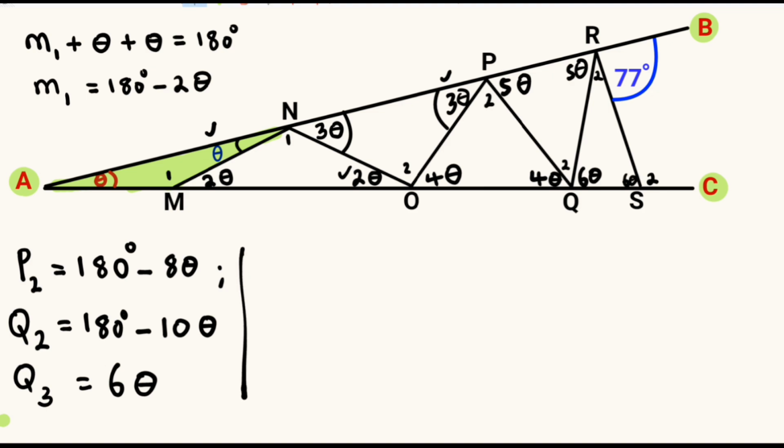And to determine the angle R2, we are going to use the fact that all the angles inside the triangle add up to 180 degrees. So our R2 will be equal to 180 degrees minus 6 theta minus 6 theta, which is equal to 12 theta.